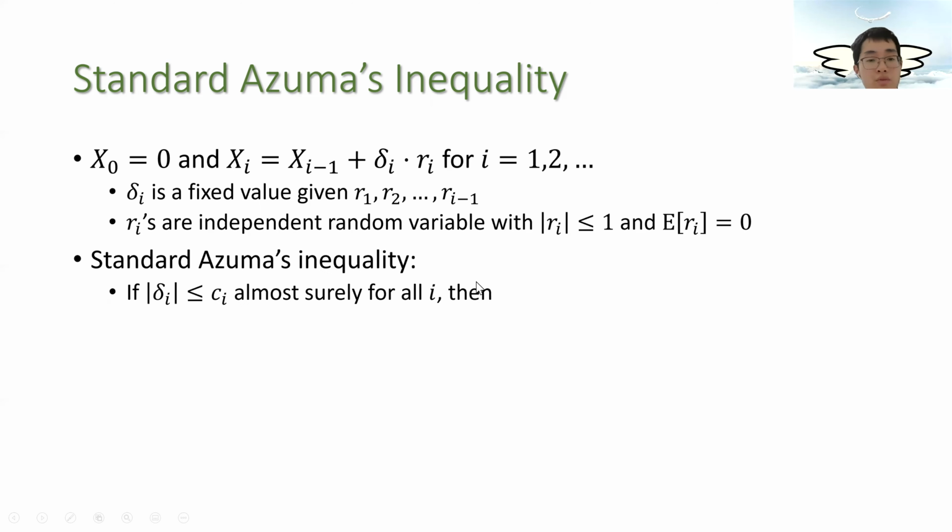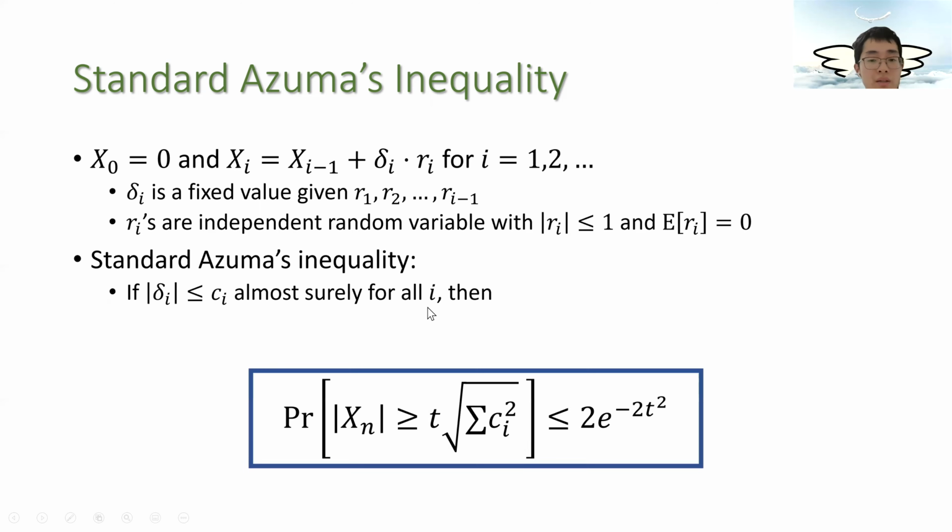Then the standard Azuma inequality says if the absolute value of delta i is at most c_i almost surely for each step i, then the probability that the absolute value of the final state x_n being larger than t times the square root of the sum of c_i squared is at most e to the minus t squared.